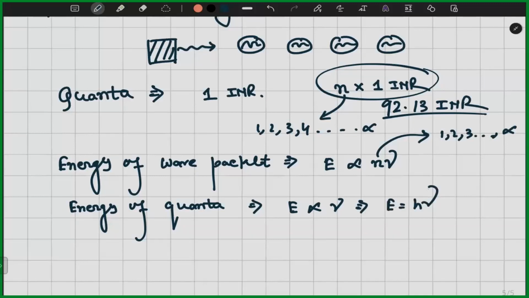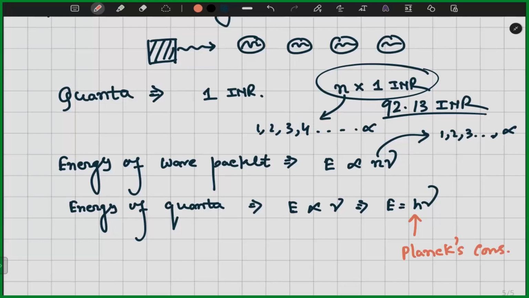h is some constant, the famous Planck's constant. So h nu is the minimum energy the wave packet can have, and the energy of other wave packets is essentially an integer multiple of that minimum energy, that is the quanta. So it should be n h nu, where n is an integer, 1, 2, 3, 4 to infinity.